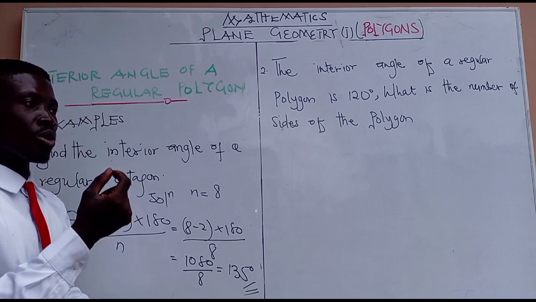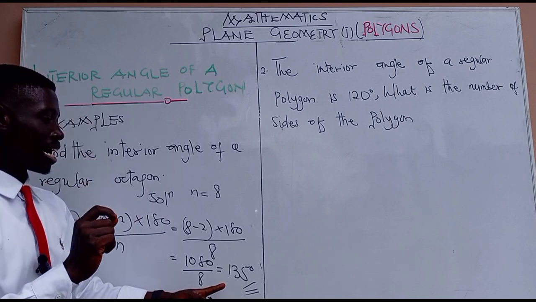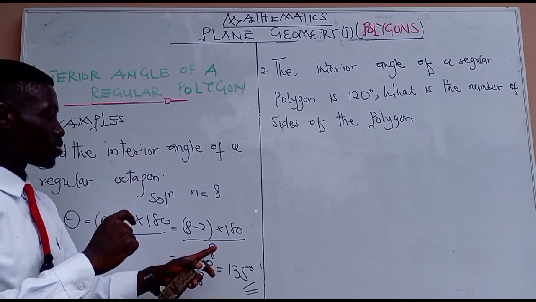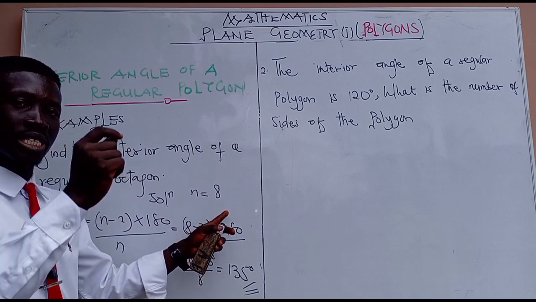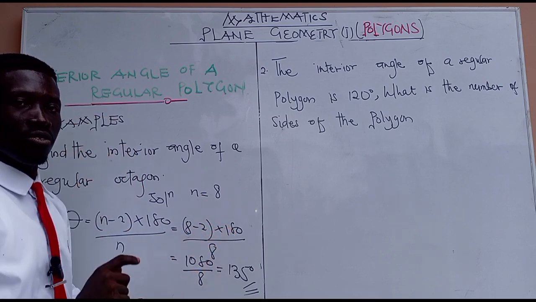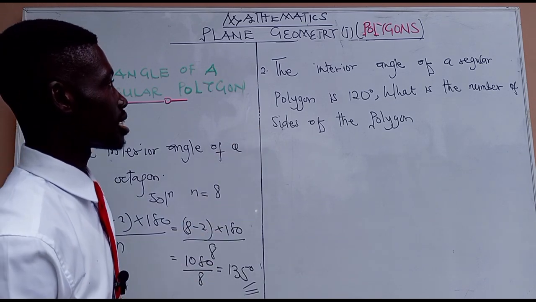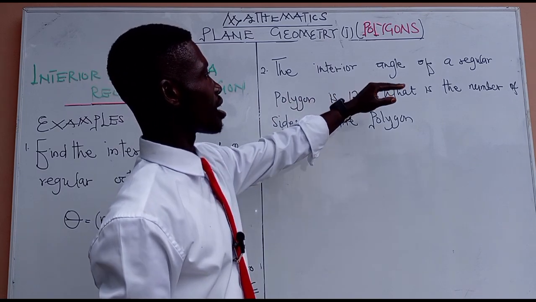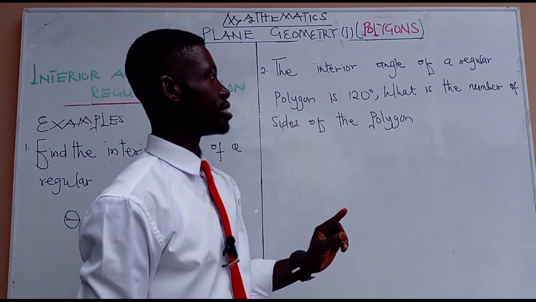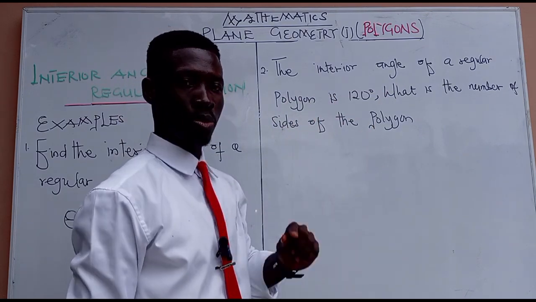You realize that when you multiply 135 by 8, you are getting 1080, which is the sum of interior angles of an octagon. Now let's try this example. The interior angle of a polygon is 120 degrees. What is the size of the polygon?